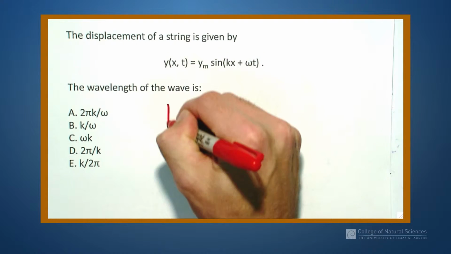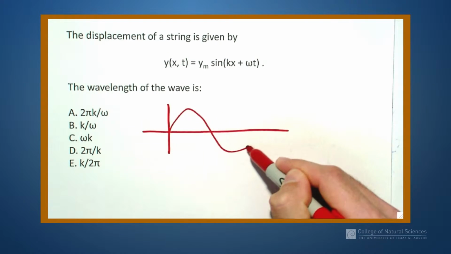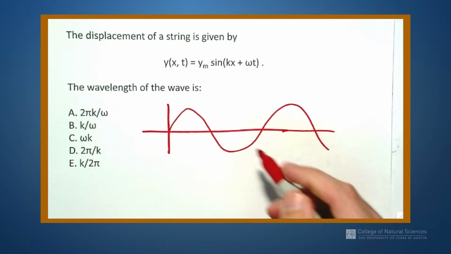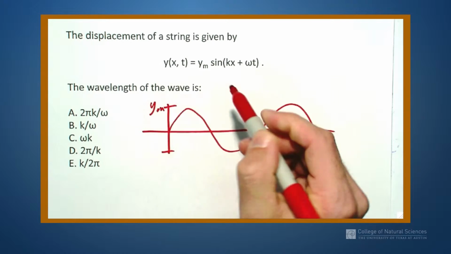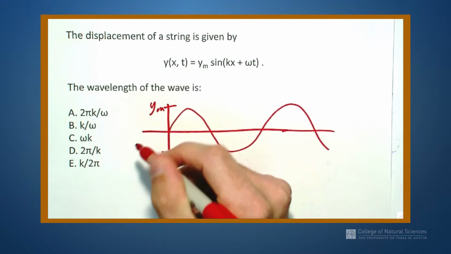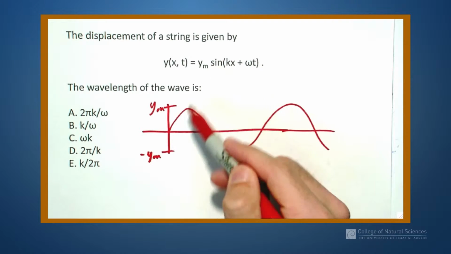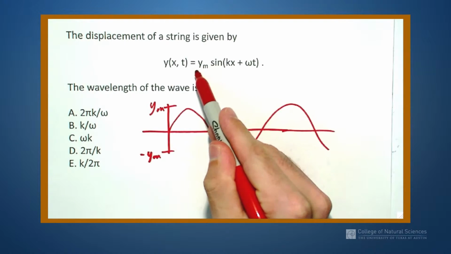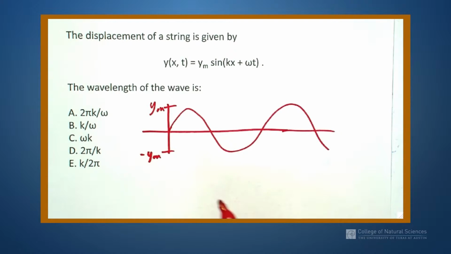Well, we know that this graph is of a sine function, and the sine function is just going to oscillate back and forth. We can actually even do a couple things more. We know that it goes between a positive y_m and a negative y_m because the sine function goes between -1 and 1, so we just multiply the max and the minimum by it. We also know it starts at 0 because it's a sine function.